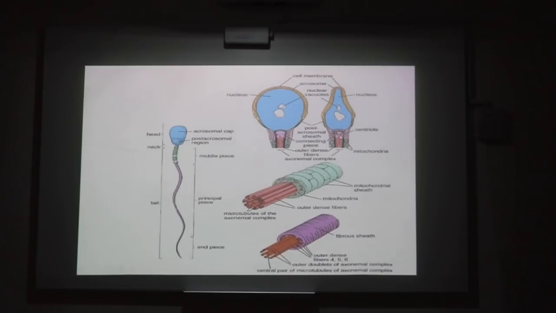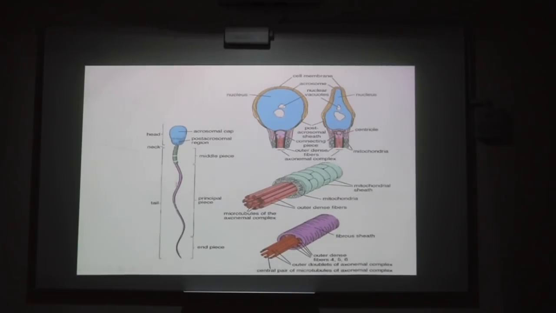Then you have this neck piece, which has centrioles and also the coarse fibers, which are going to form the foundation for the tail. In the tail, you include this middle piece and this principal piece, and finally you have the end piece. In the middle piece, you have the center of coarse fibers and these microtubules, which are called the axonemal complex, and surrounding this axonemal complex, you have the sheet of mitochondria. So this forms the middle piece of the sperm, and these mitochondria are important because they are providing the energy source for the sperm.